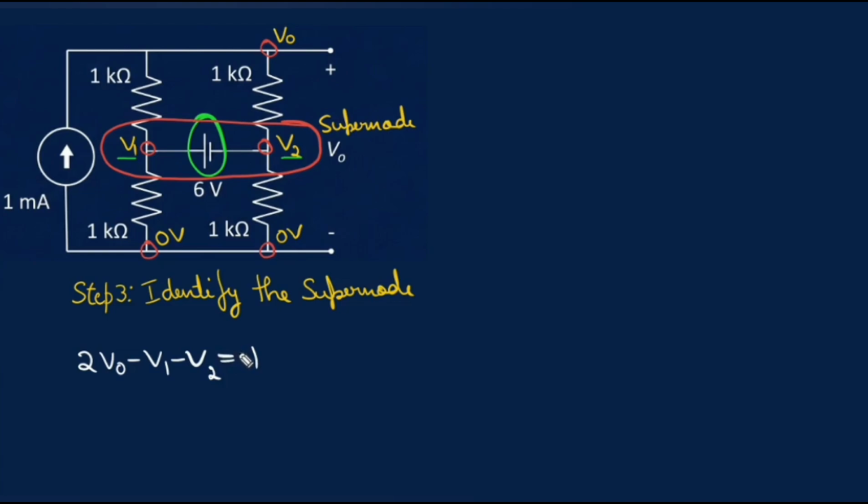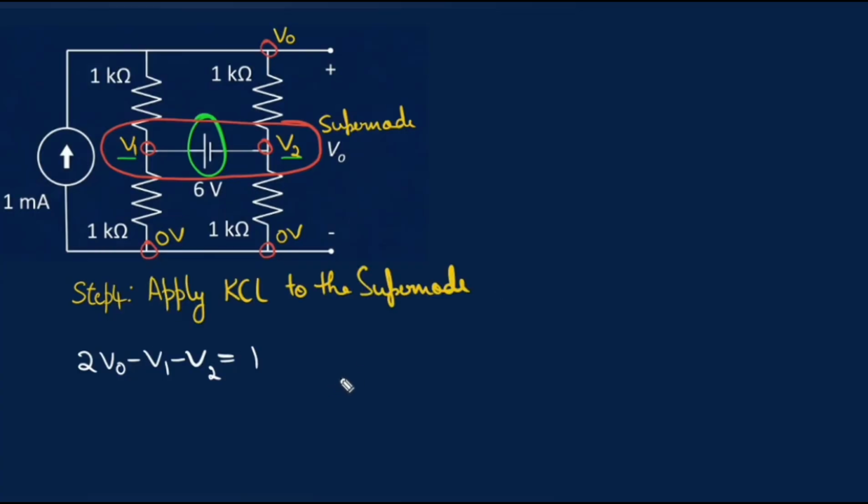Why do we do this? Because we cannot directly write the current through an ideal voltage source using I equals V by R, or Ohm's law, since an ideal voltage source doesn't have a resistance value. Instead, we apply KCL around the outer boundary of the supernode. Step 4. Apply KCL to the supernode.